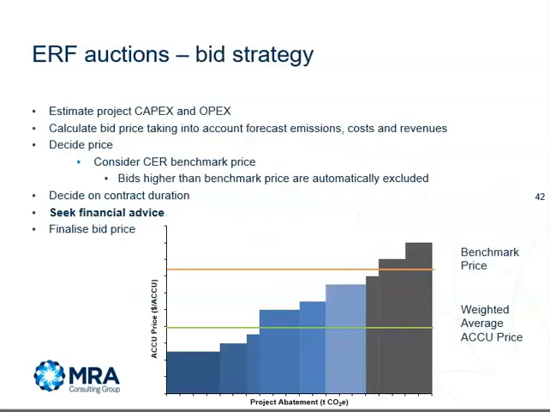To maximize chance of success in an ERF auction, participants should bid the lowest price at which it is worthwhile to undertake the project. Consider the CAPEX and OPEX of carrying out the proposed project along with forecast emissions to determine a competitive bid price that should at least cover expenses and provide a reasonable margin. The CER's benchmark price also needs to be considered.